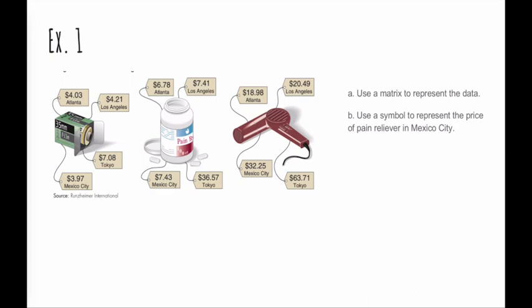So, a couple of different ways we can do this. So we've got 3 different items. We've got film, painkillers, and a hairdryer. And we've got 4 different cities: Atlanta, Los Angeles, Tokyo, and Mexico City. So we could do a 3 by 4 matrix or a 4 by 3 matrix. There's nothing here that necessarily indicates one way or the other.